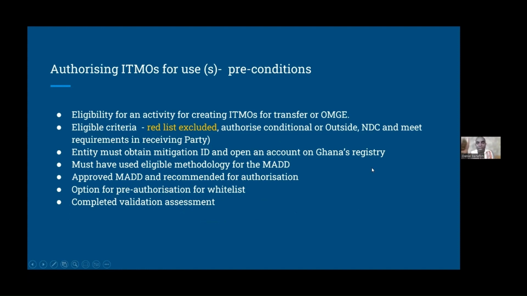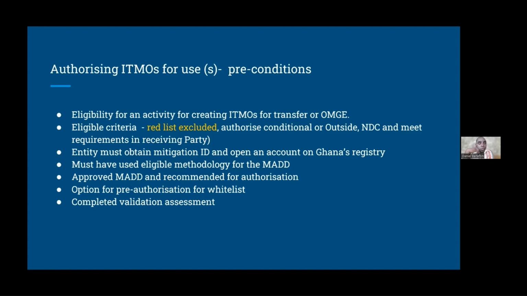So the preconditions for authorization in Ghana: first of all, it is linked to the NDCs because we are yet to come up with our long-term emission development strategy. In the NDCs we are not authorizing activities or projects in what we call the red list. The red list are what we call the unconditional NDCs, and therefore one very important criterion or precondition for authorization of mitigation outcomes is that it ought not to be in the red list, and those red lists are those that we deem as not being additional. We are also focusing on authorizing from the conditional NDCs and potentially those that are outside the NDCs, insofar as those activities are covered in the national inventories. So that is one very important precondition for issuing authorization.